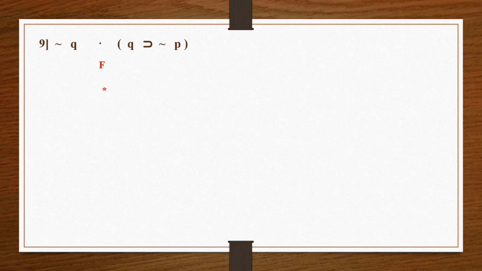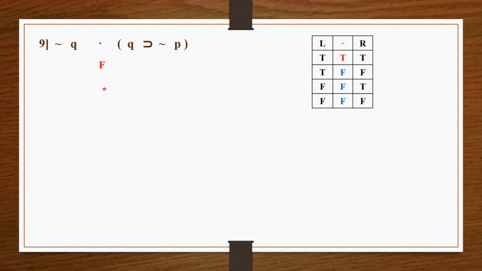Now when is conjunction false? Conjunction is false under three possibilities. So we will solve each possibility one by one. The first one is the left conjunct is true and the right is false. So we are going to do the first possibility, that is the left is true and the right is false.